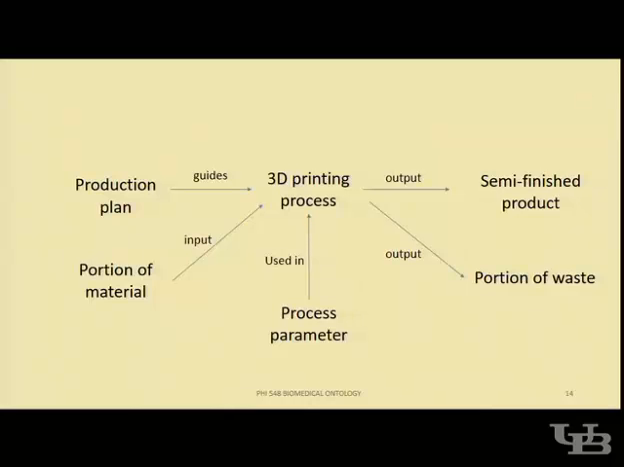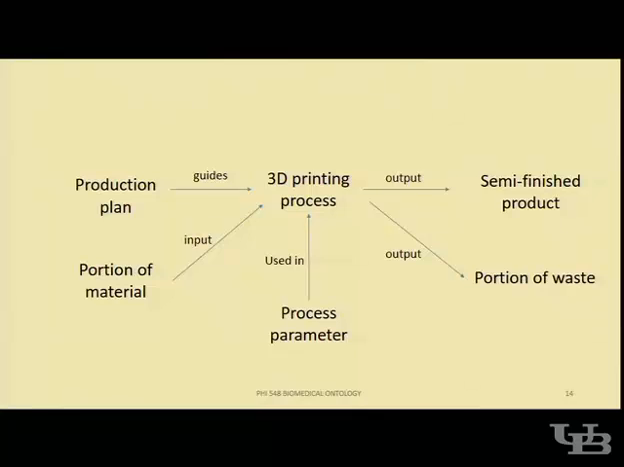And after the production plan, they will move to the 3D printing process, where this production plan will guide the 3D printing process. And of course, the material here will become the input to the process. In order for the process to do the operations, they need to have the process parameters to be used inside here. Before this, I used the word control, because to use the machine, they need to put in the parameters for the machine to run, such as the speed, the layer thickness, and so on. And then it will produce the output, which becomes the semi-finished product.